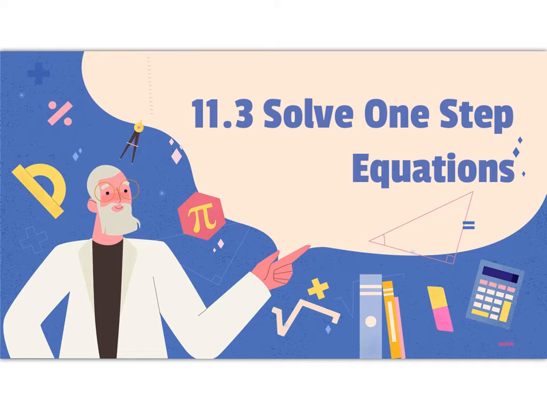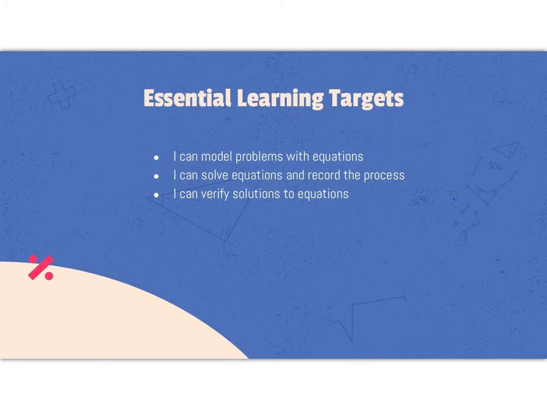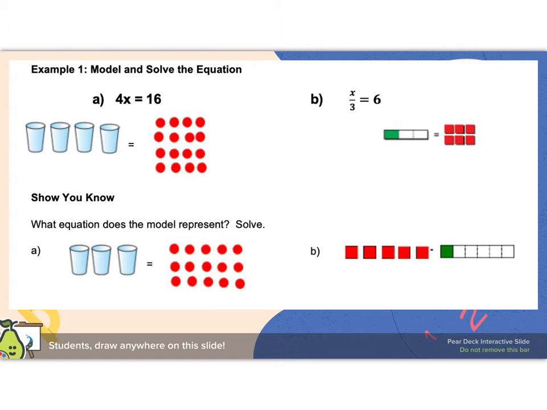Okay, let's start solving one-step equations when we have to multiply and divide. So our three things we're going to be able to do: we want to be able to model the one-step solutions with equations, we also want to be able to solve them and show the process, and then verify at the end. So in terms of modeling, this is what it would look like.